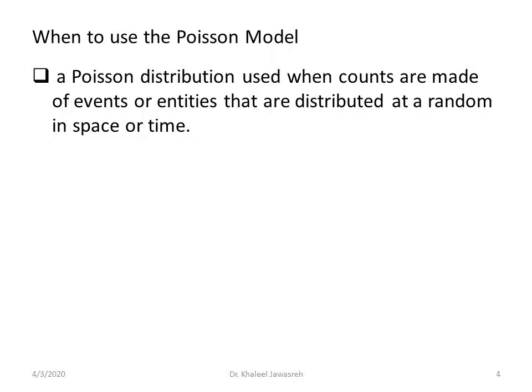Because we do need to give all the events the same probability of being chosen. We don't want to be biased, concentrating on certain events and ignoring the others. So, at random in space or time. This sentence gives us counts. We do need to see counts made of events or entities. So we have counts, عدد بمعنى آخر, of events or entities that are distributed randomly in space or time.